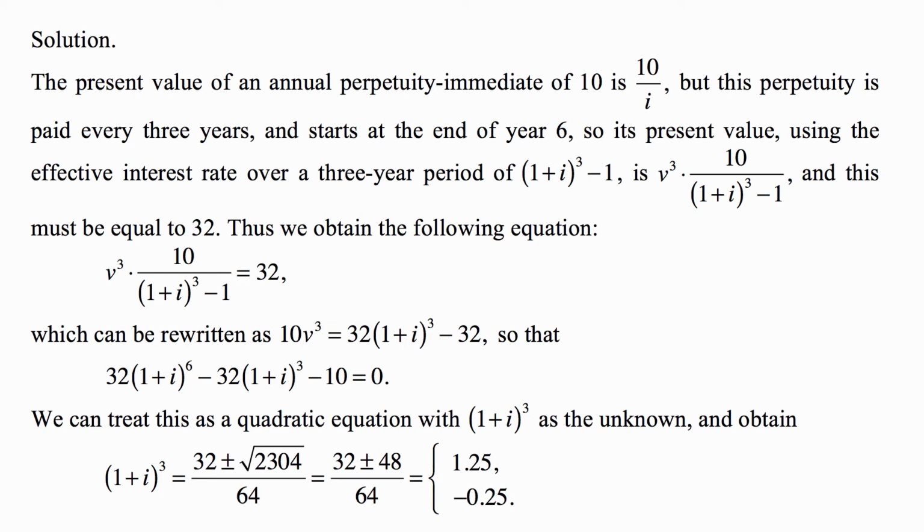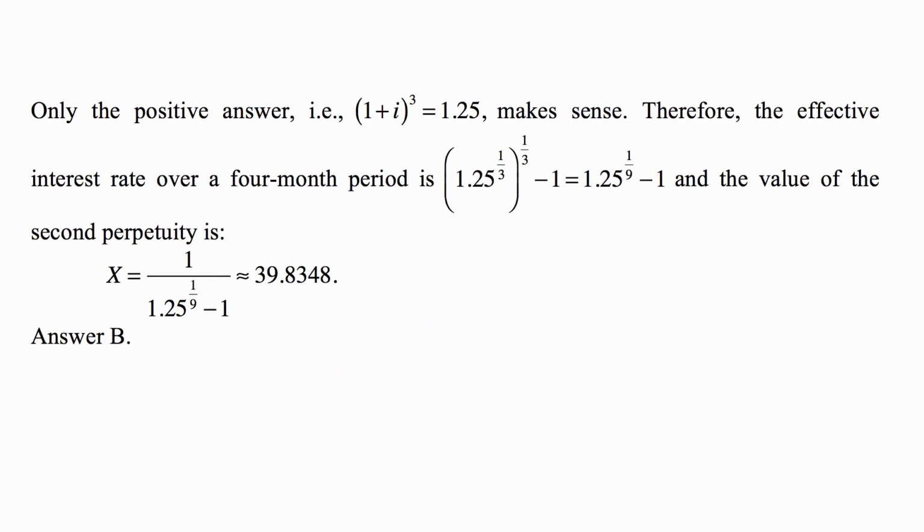And this is a quadratic equation if you consider (1+i)^3 to be the unknown. And therefore (1+i)^3, using the quadratic formula, is 32 plus minus the square root of 2304, divided by 64, which is 32 plus minus 48 over 64, and we have two answers, 1.25 and negative 0.25. Well, only the positive answer makes sense. So (1+i)^3 is 1.25.